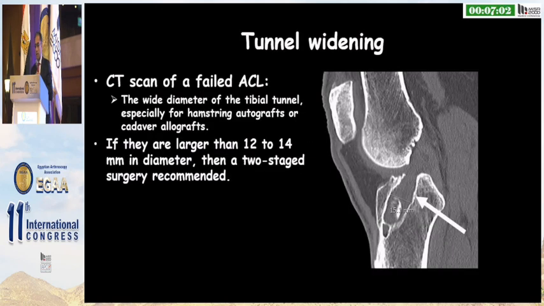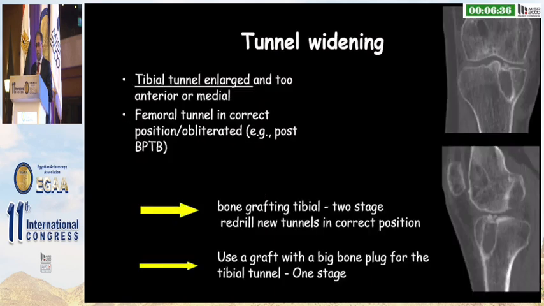What about tunnel widening? We need, as you say, the CT scan to assess. If it's more than 12 to 14, then you need to worry about having a bone graft and two-stage. If it is within 12 to 14, you can use a BTB graft or you can use large screws. Sometimes I use a size 11 diameter bioabsorbable screw to fill the defect.